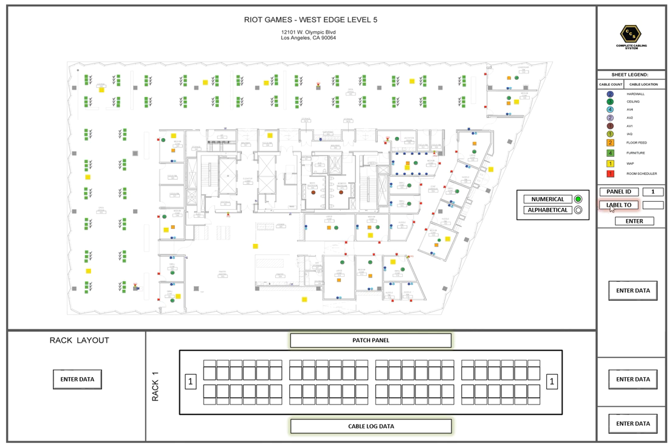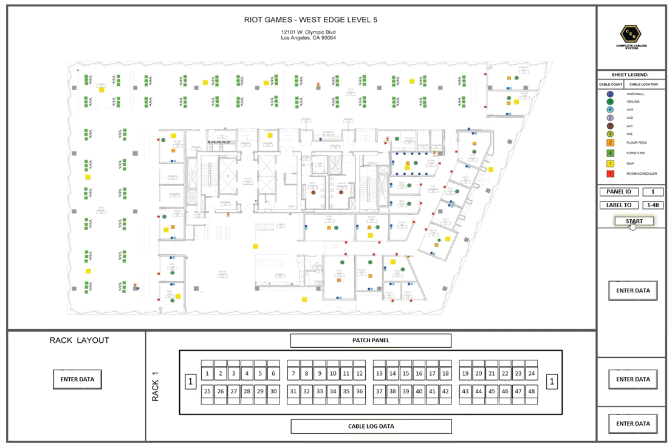Now, the next option is to label 2. Let's go over that. So we're going to start at 1 and finish at 48. So boom, there we go. Patch panel 1, 1 through 48. Here it is. Now we're ready to start labeling. Now all we got to do is come over here and click on an icon, and it's going to automatically label it depending on how many cables per location.